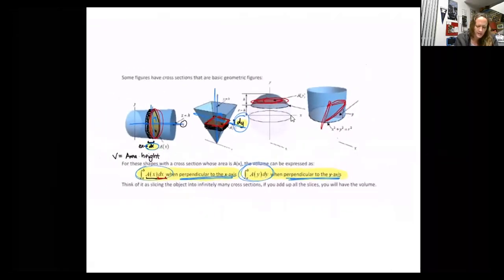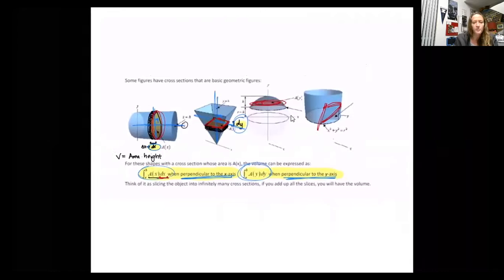And that might seem a little weird as a statement, but if you notice, both of these integrals just say, what is the area? What is the area of the slice? And then, okay, do I make it dx or dy? But oh, here's a dilemma.